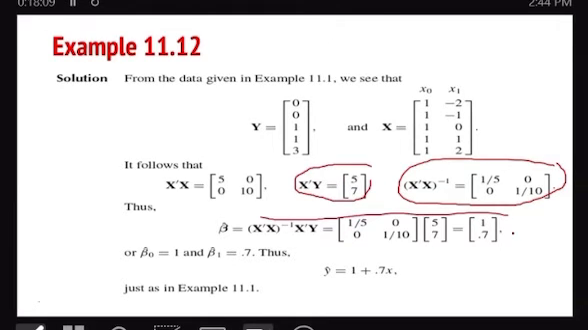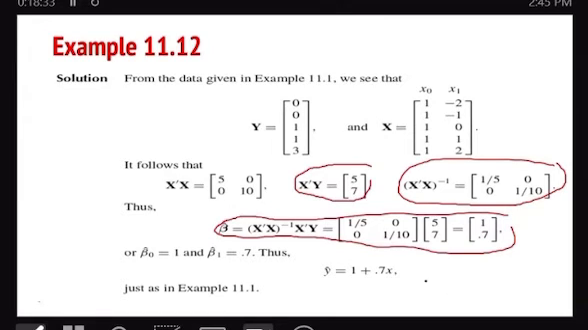And automatically, that's going to give me beta naught is going to be 1. The beta 1 is going to be 0.7. Do you remember the other time when we did not use matrix, we still got the same result for beta naught and beta 1? Is there any question? So the beta naught cap is 1, the beta 1 cap is 0.7.